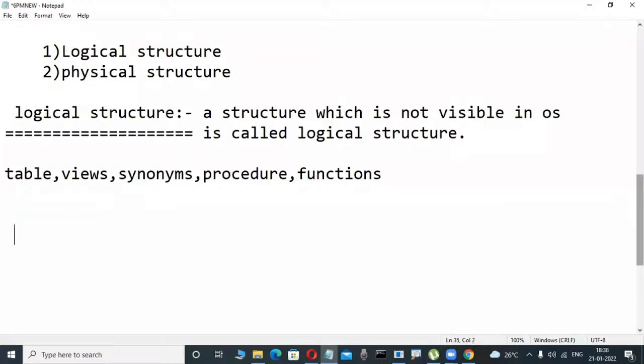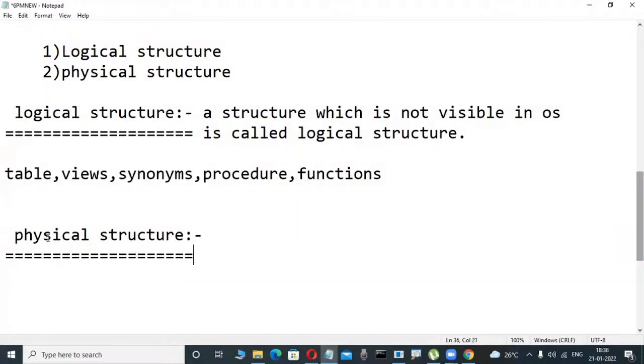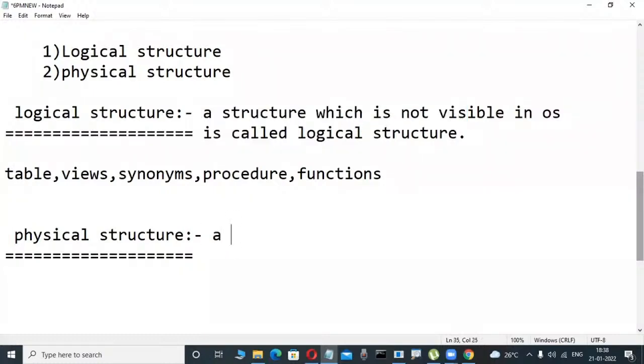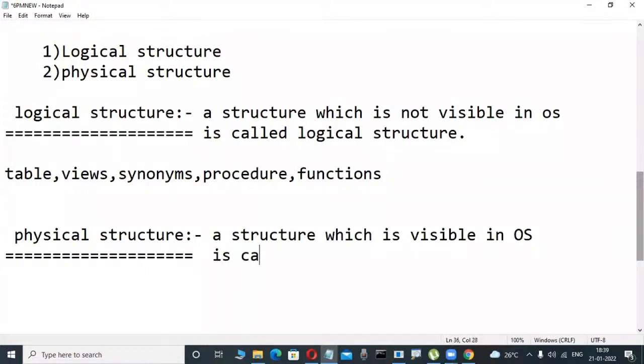Now observe here. What is a physical structure? Don't write it, just roughly observe. It is just for an idea. What does a physical structure mean? It is the opposite: a structure which is visible in the operating system, which is visible in the OS, is called a physical structure.